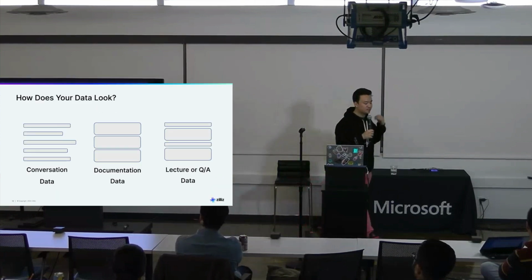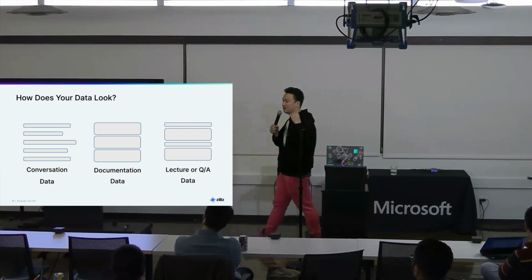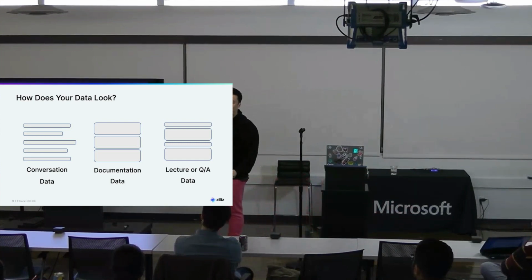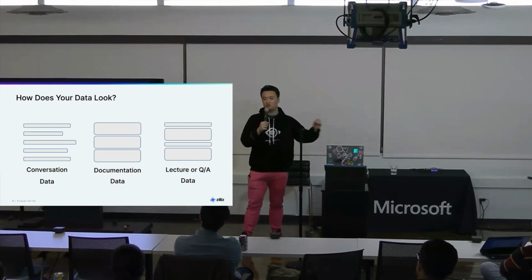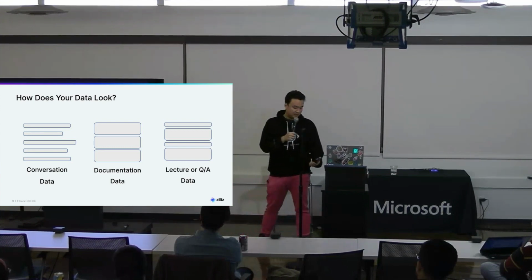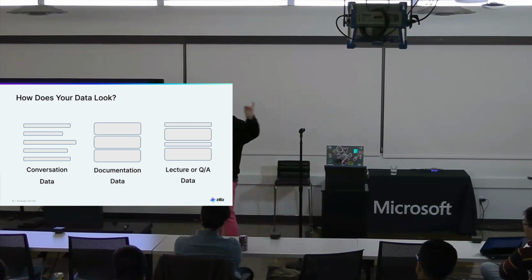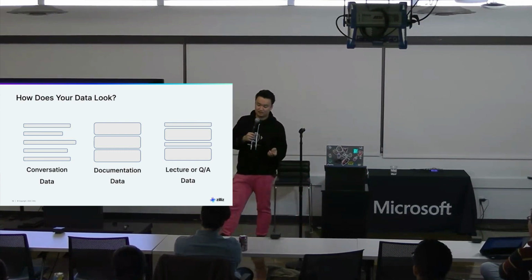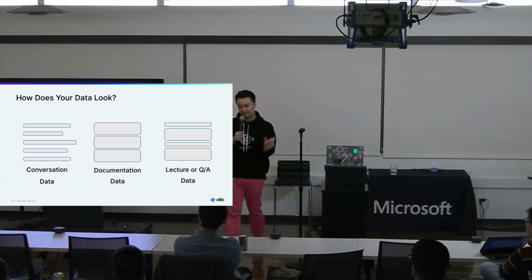So the main reason why we want to think about the way that we chunk our data is because all data looks different. And the way your data looks is going to have a very big effect on the way that you should chunk it and interact with it. So for example, here we have some examples of conversation data, which is a bunch of small, like, hey, how's it going? How are you? Blah, blah, blah. These short little texts.